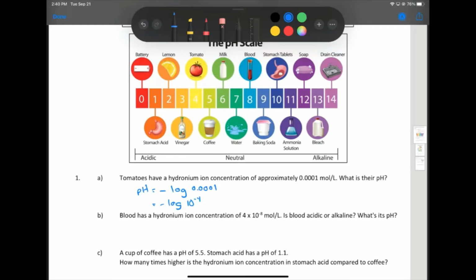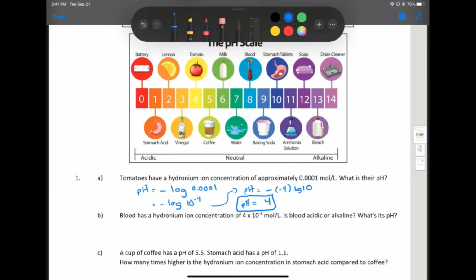And now, according to my power law, I can bring that negative 4 out front. So it's negative 4 log of 10. And log of 10 is just 1. Log base 10 of 10 is 1. So that just becomes 4, which is exactly what the chart above us told us. So that's where the negative in front comes from.